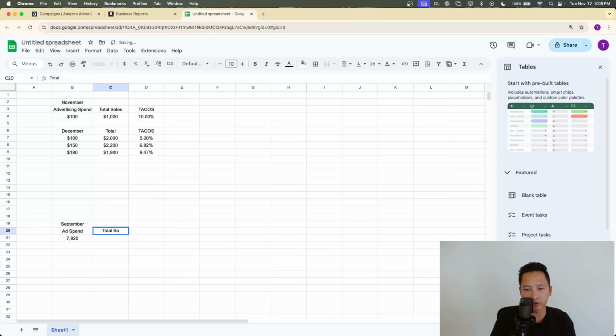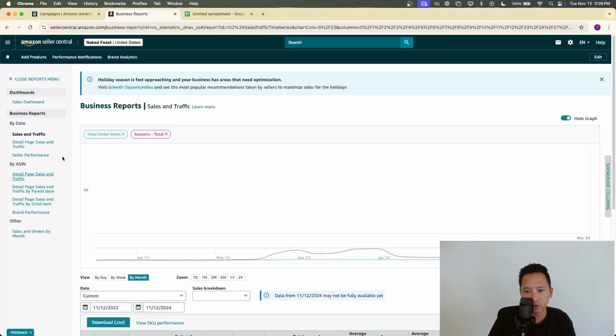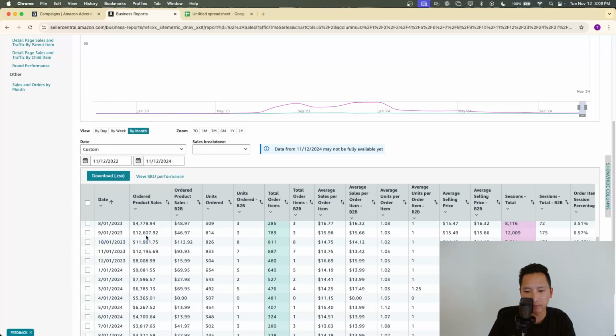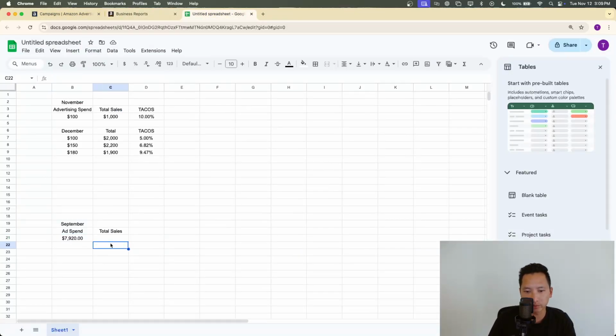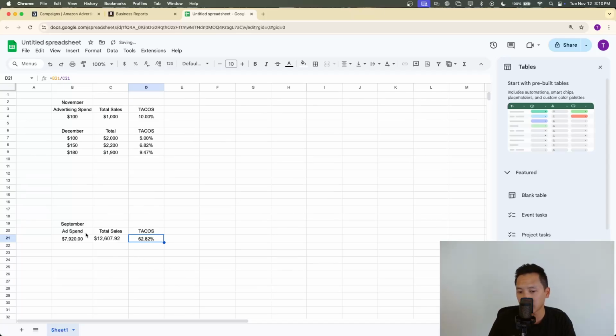And then you want to look at your total sales, right? So where do you find your total sales? You're going to go in your Seller Central business reports, sales and traffic. We're going to find that September month, $12,607 in total sales. And then we have our TACoS right here. And our TACoS is 62%. So not a great TACoS, but it's how you calculate it.